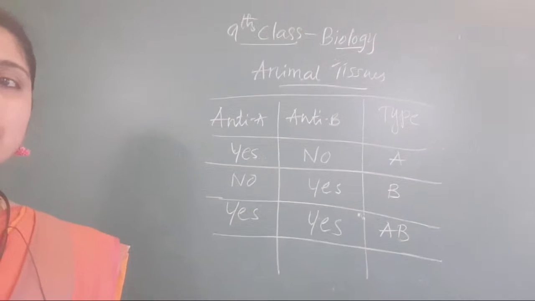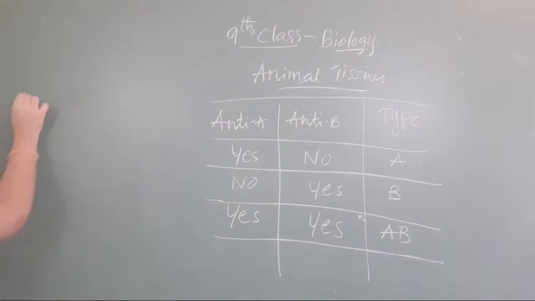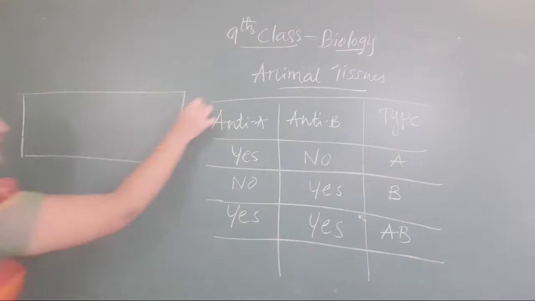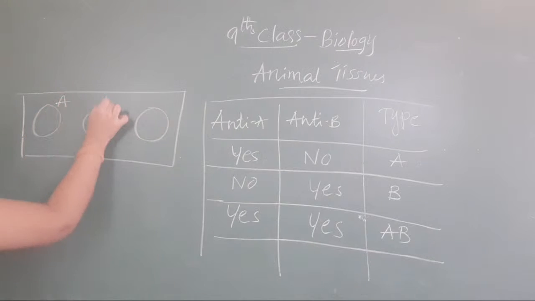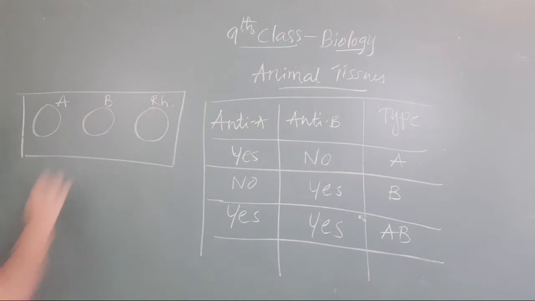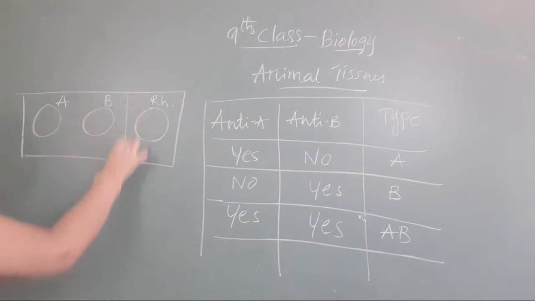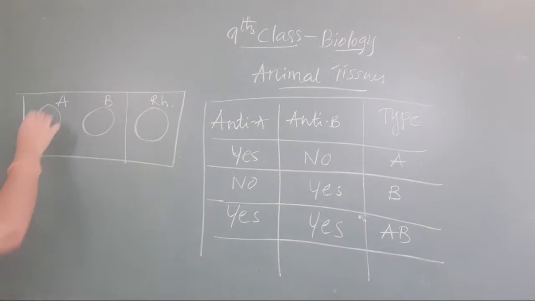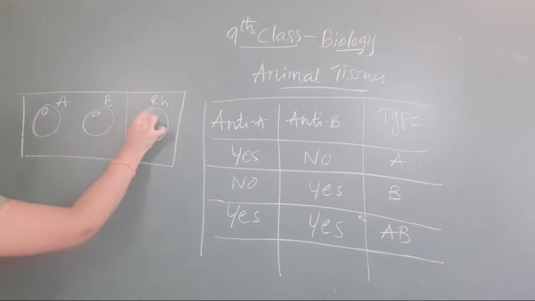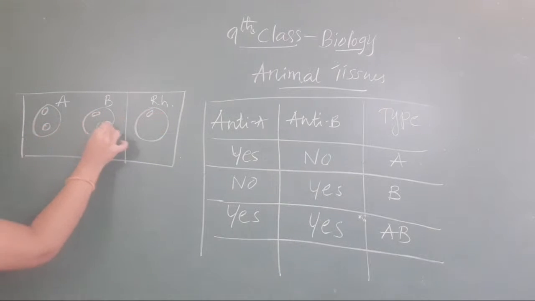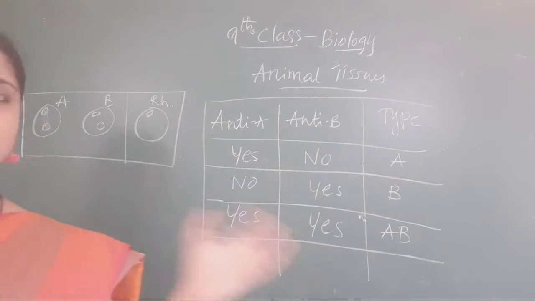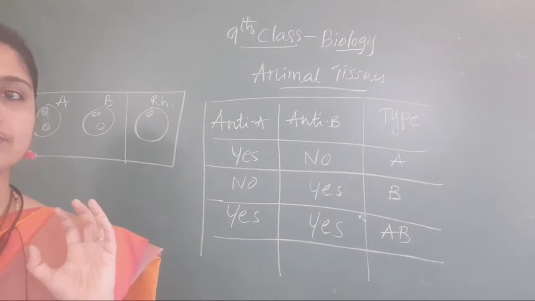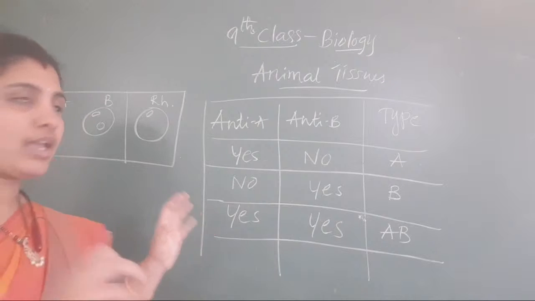Understood? So once again I will say, we are taking a porcelain plate now, students. In this you have taken 1, 2, 3. In this you are adding A, B, RH. We are discussing only up to these two. Here you have taken anti-A, anti-B, anti-RH, and here you are adding blood drop, and you are mixing with the toothpick. Then you are resting for some time.